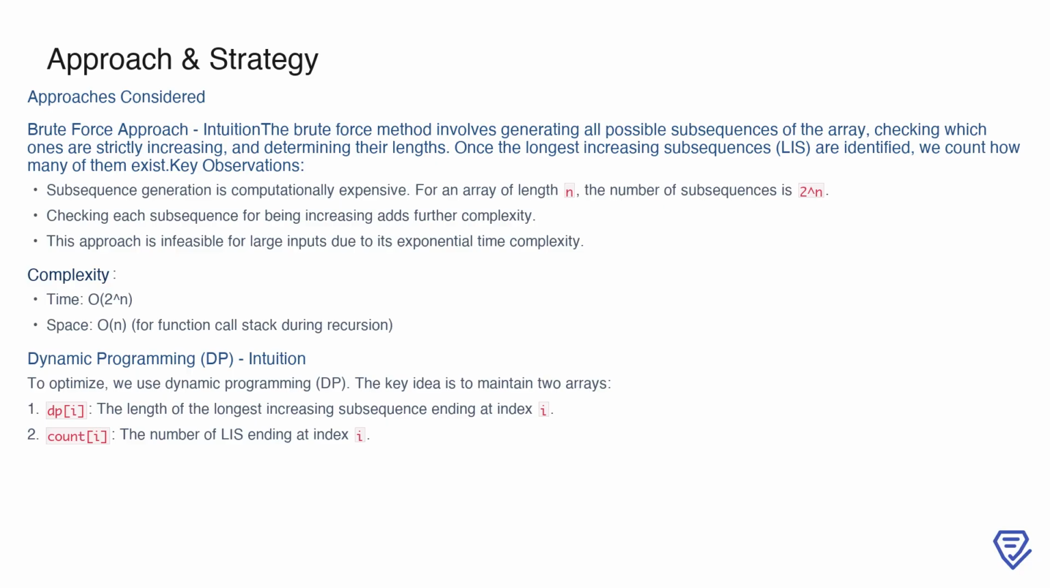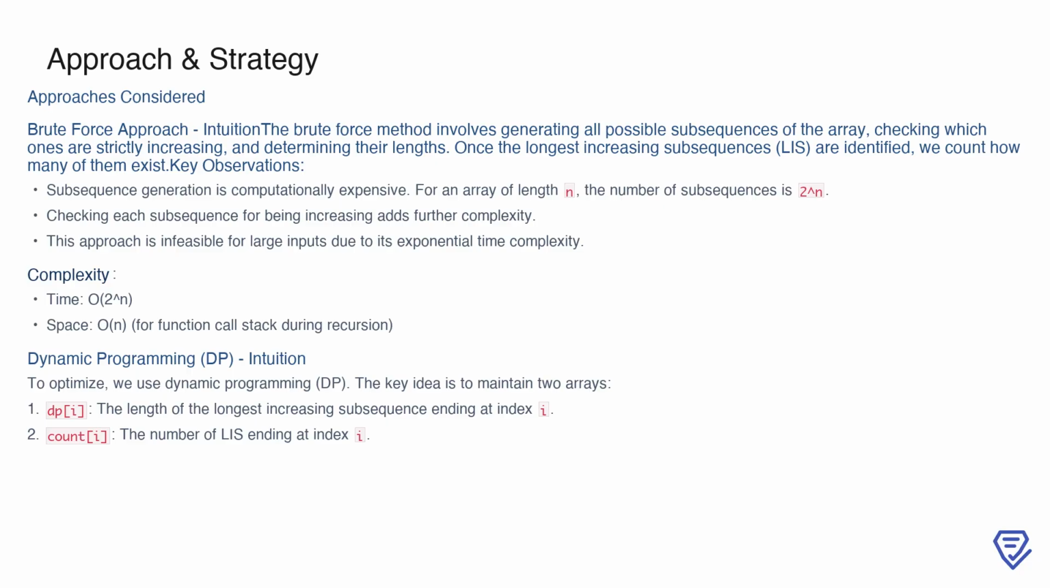However, this method has significant drawbacks. Generating all subsequences for an array of length n involves 2^n possibilities, making it computationally expensive. On top of that, verifying whether each subsequence is increasing adds more complexity. As a result, this approach quickly becomes infeasible for larger input sizes due to its exponential time complexity, with a time complexity of O(2^n), and space complexity of O(n), to handle the recursion stack.